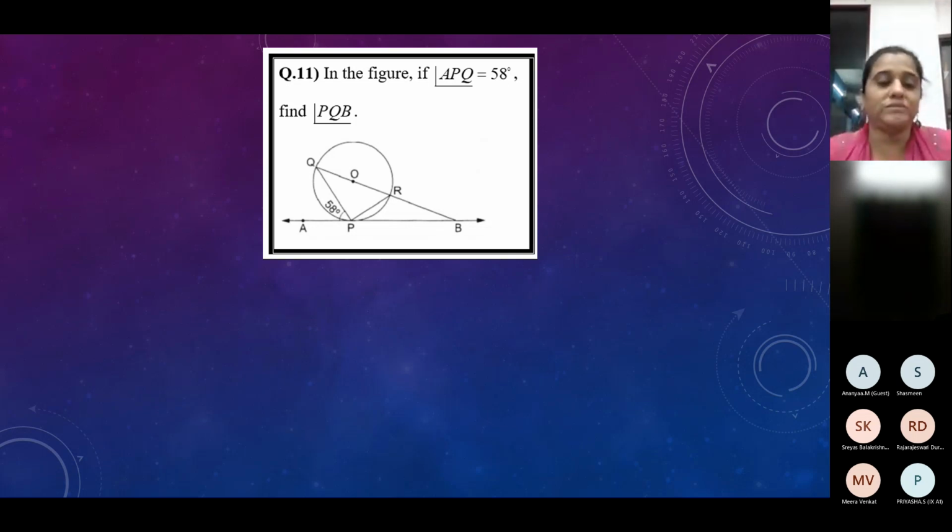Yes, find PQB. PQB, this angle. Okay, may not be PQB, but can you find any angle here? We have to find PQB, but can you find any other angle? Any angle?